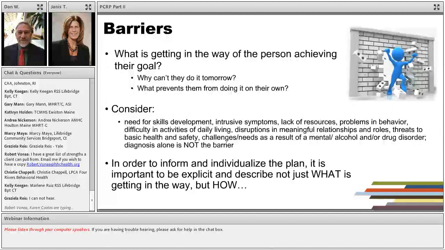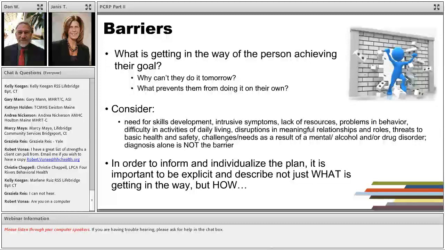Are they experiencing some disorganization in their thinking or their concentration, so they have a hard time with budgeting? Are they so depressed and overwhelmed that they can't bring themselves to actually take the bills out and pay them so they keep getting evicted? What is it exactly as a result of their experience that's getting in the way of the goal that's important to them? This is important for two reasons.